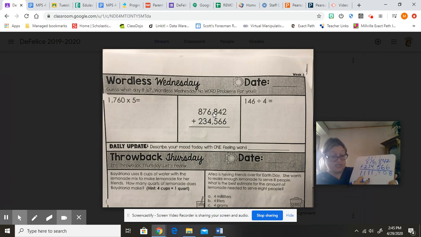Now, what can we do to quick check this? We could take the total we just had, subtract. Oh, I'm not lining up my place values, Mrs. DeFelice. And then see if you get the top number, and then you know that you did it correct.